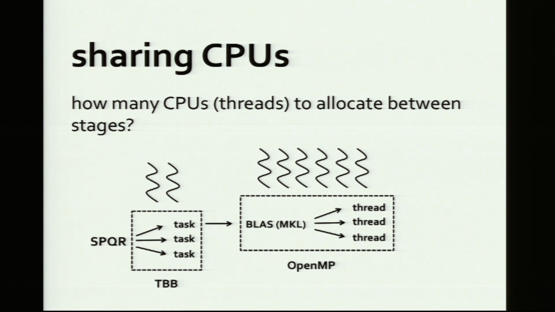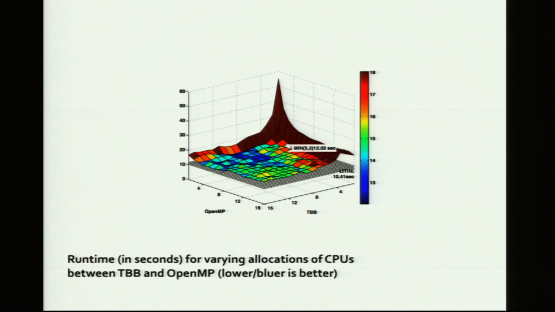Or do we want to give something like TBB 8 cores and something like OpenMP 8 cores or 16 cores, or whatever it is? What do we actually want to do for this system? Okay, so here's some pretty interesting graphs. This is a 16 core machine. And what we've actually done for this program is we've run all possible permutations of how many cores we give to each of the different stages.